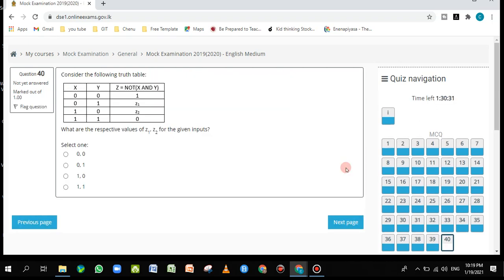Now here it says consider the following truth table. They have given a truth table. The first one is 0, 0, 1. The second one is, now they have given the logical equation: NOT (X AND Y). So if it is X AND Y, it will be 0, 0, 0, 1. So now this is NOT, so you will get 1, 1, 1, 0. So this will be the answer.